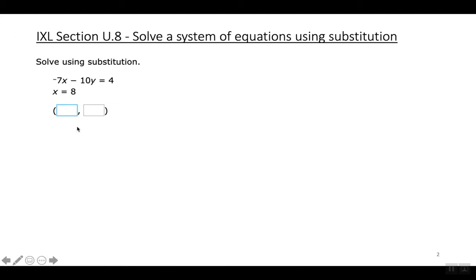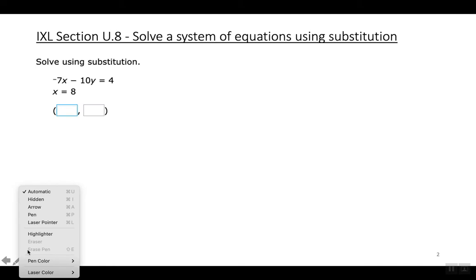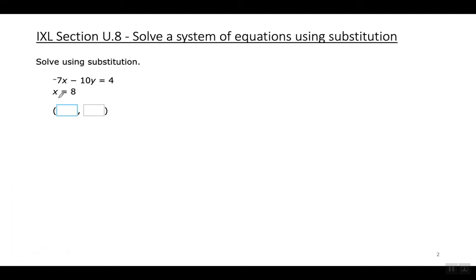As you can see in the system of equations, we already have x by itself in one of the equations. In this bottom equation, x is already by itself. X is isolated. It says x equals 8. So if x equals 8, that gives me the answer for the x coordinate that's going to make both of these equations true. Now I just need to find the y coordinate that will solve this system of equations.